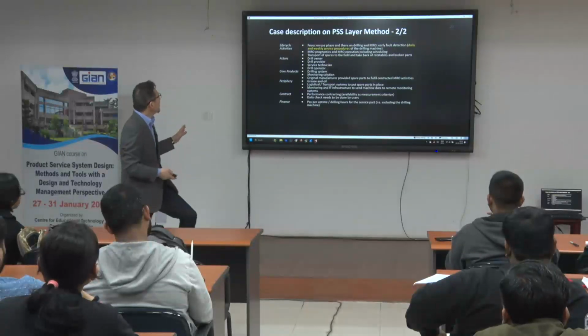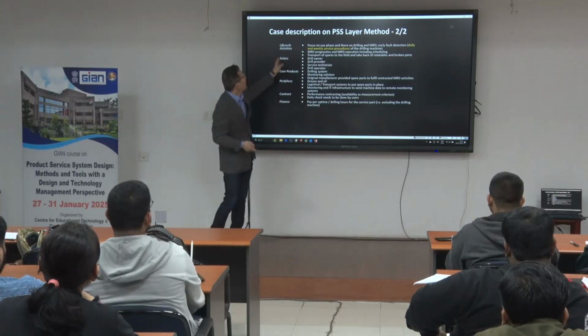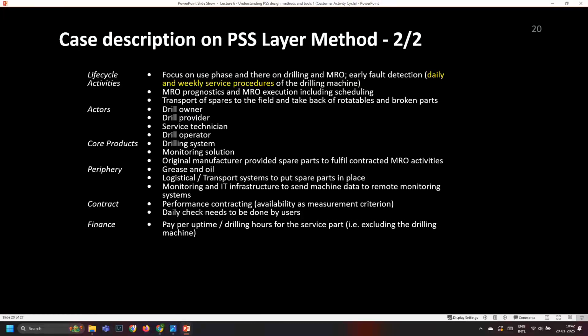Then lifecycle activities could be daily and weekly service procedures that must be performed, and transport of spares and so on. And then here, who are involved? Drilling machine owner, drilling machine provider, service technician, operator, etc. And the product is a drilling machine and sort of system, and the peripheries are oil and other spare parts and monitoring and IT infrastructure and so on.